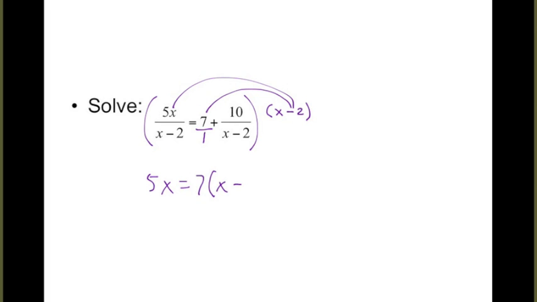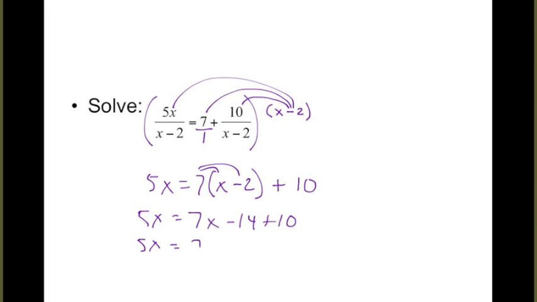So I'm going to multiply that 7 by x minus 2. And then cancels from the bottom of the last one, leaving just the 10. Turned into just a linear equation, but we have a little bit of work to do to solve it. We need to start by distributing. Going to combine some like terms. Subtract 7x to get all my x's together. And divide by -2. So I get x is 2.